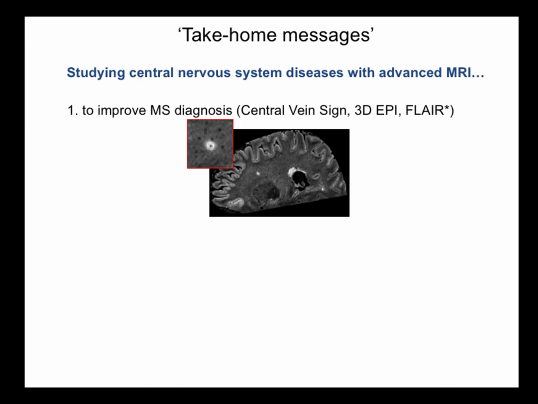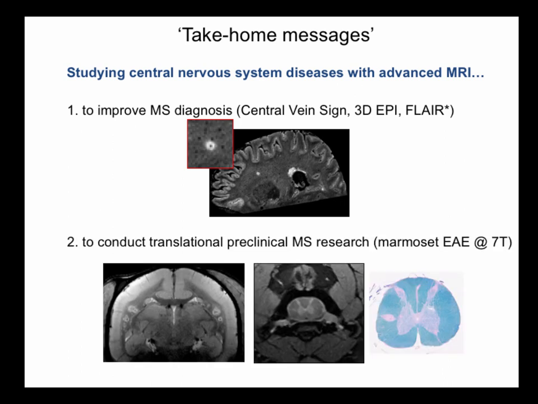That was shown through this advanced technique that we developed here, T2-star weighted imaging using 3D EPI, and looking at the central vein as potential additional criteria for the diagnosis of MS. And then how you can also think about conducting preclinical research and testing novel therapies for MS using this quite advanced imaging that we have here from the marmoset, and also this fairly novel model, the marmoset EAE.